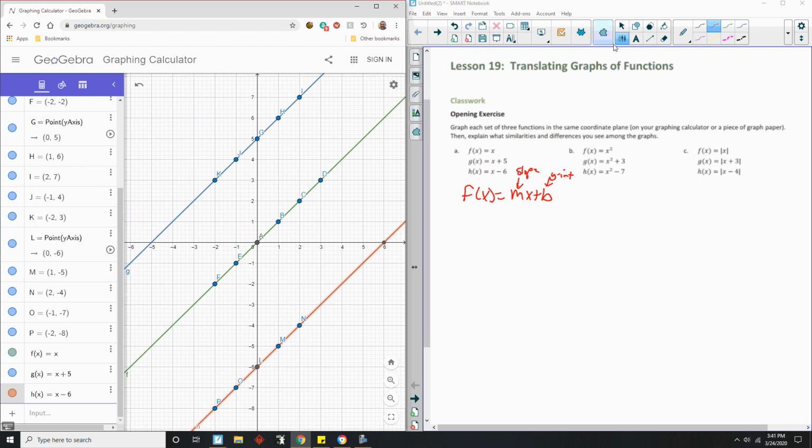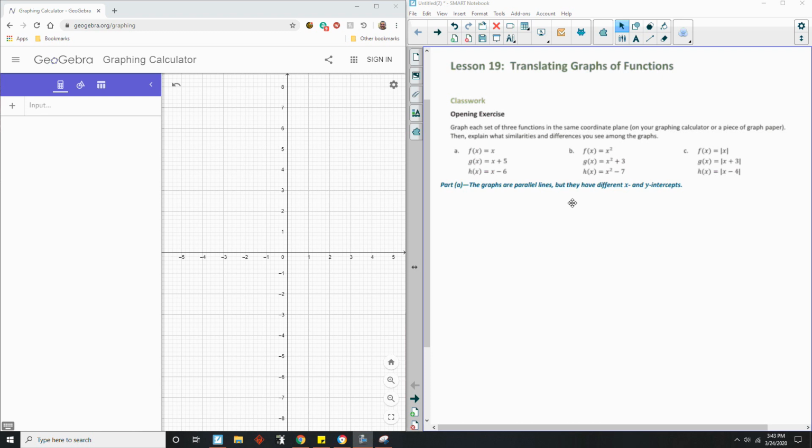So now what we're going to do is explain what similarities and differences you see among these graphs. So the similarities I see here are lines with the same slope, and any line that has the same slope of another line, the lines are parallel, and they have a different y-intercept. So that's what we'll say. Okay, so for part A, the graphs are parallel lines, but they have different x and y intercepts. Okay, different y-intercepts and therefore different x-intercepts. That's true.